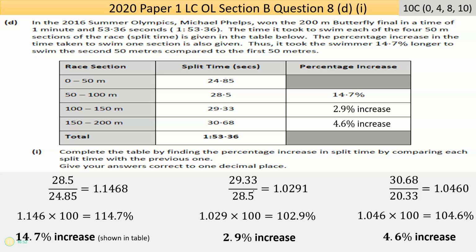Now, if we do that again, the exact same thing: 9.333 divided by 28.5. I got 1.0291. Multiply that by 100, I got 102.9. So the increase is 2.9%, and I've recorded that on the table. Then I do the 30.68 divided by 29.33. Multiply that by 100, and I get 4.6. So it's the same thing again and again.